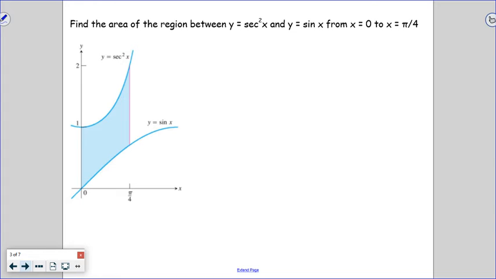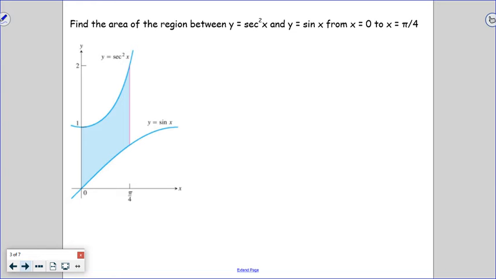All right, so looking at an example of that, our first two examples we're going to do today are going to be non-calculator. And this one's pretty straightforward. The directions say find the area, which is our shaded blue region there, between the functions y equals secant squared of x and y equals sine of x from 0 to pi over 4. So they are telling us our interval of integration, from 0 to pi over 4.